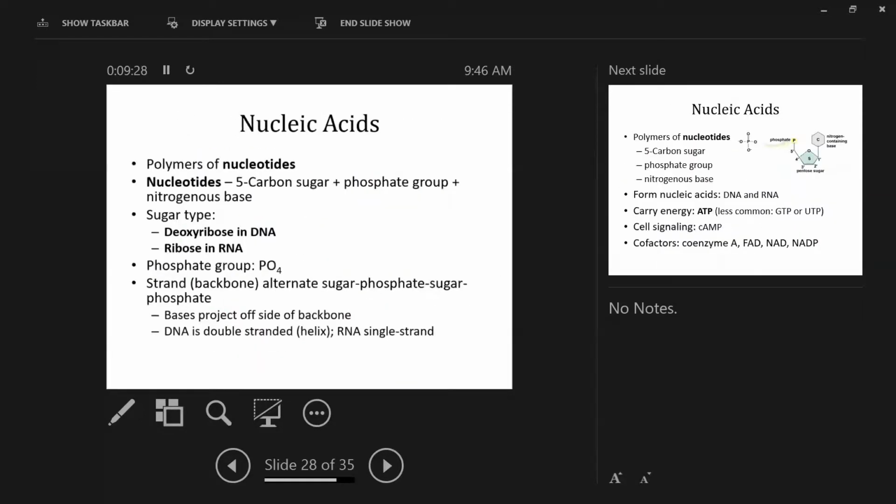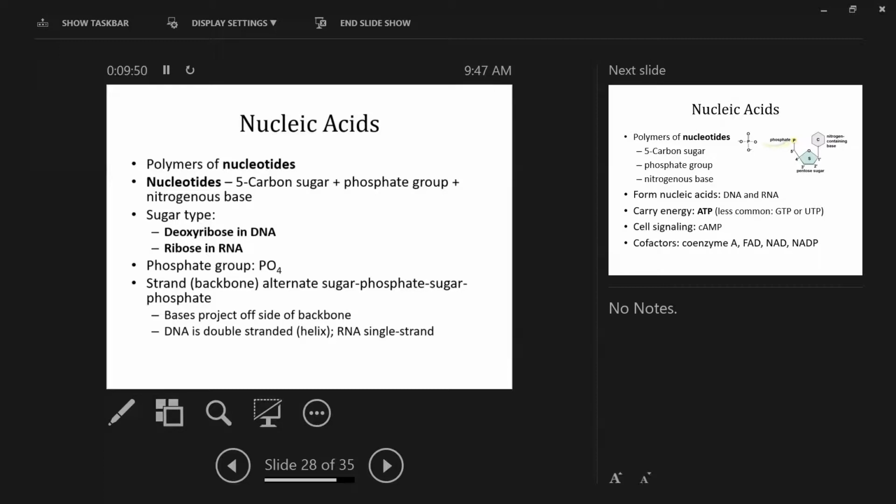Nucleic acids are the final biomolecule we talk about in here. They're made up of polymers of nucleotides. Now, a nucleotide, maybe a new word, is just a special sugar, a 5-carbon sugar, a phosphate group, and a nitrogenous base. DNA and RNA are nucleic acids that do special things in our cells.